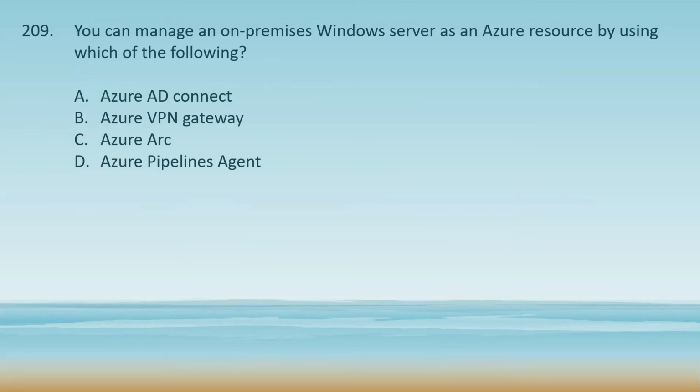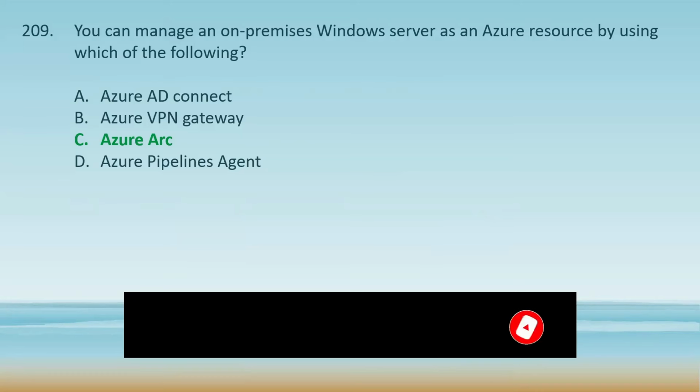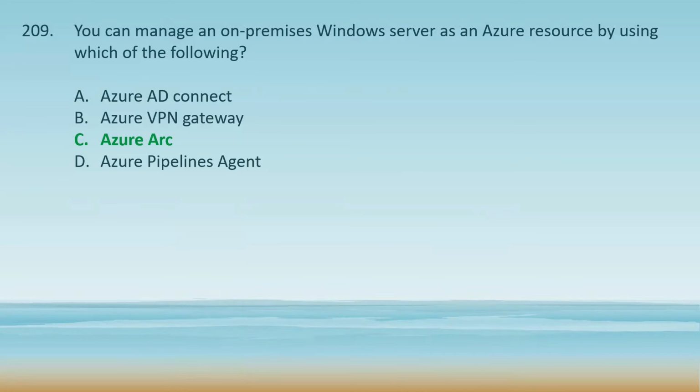Question number 209. You can manage an on-premise Windows server as an Azure resource by using which of the following? Your options are Azure AD Connect, Azure VPN Gateway, Azure Arc, Azure Pipelines Agent. You can manage an on-premise Windows server as an Azure resource by using Azure Arc. Azure Arc is a service that extends Azure management capabilities to on-premise and multi-cloud environments. With Azure Arc, you can connect and manage on-premise servers, virtual machines, and other resources using Azure management tools, policies, and services. This allows you to have a consistent management experience across your hybrid infrastructure.